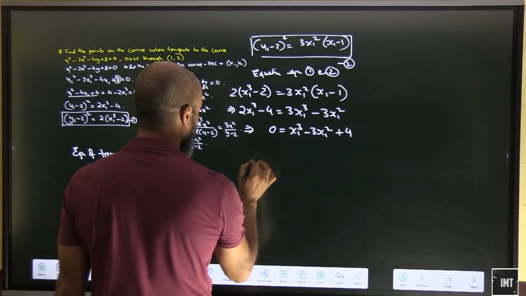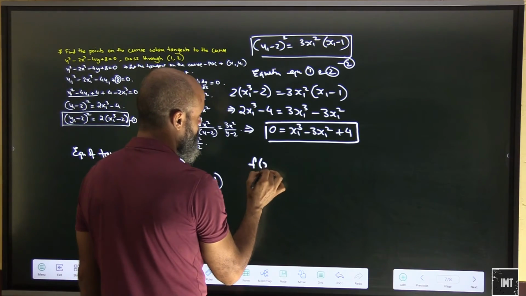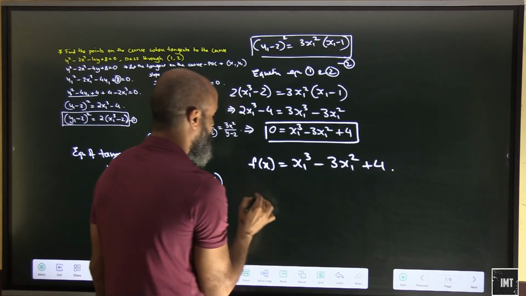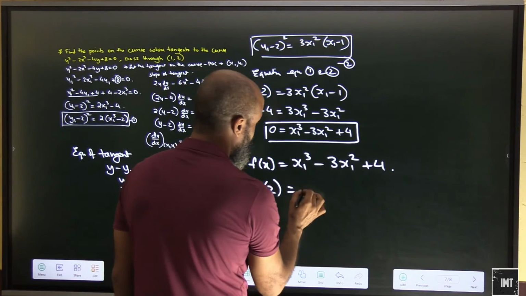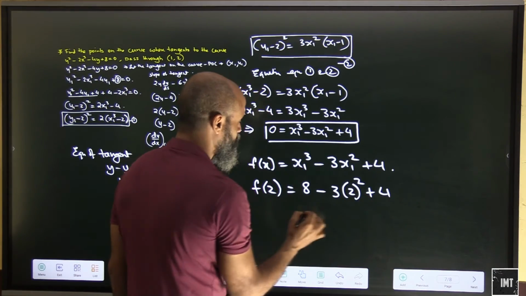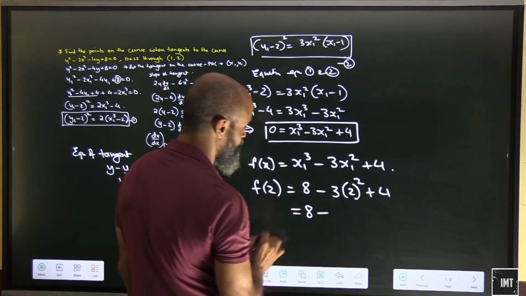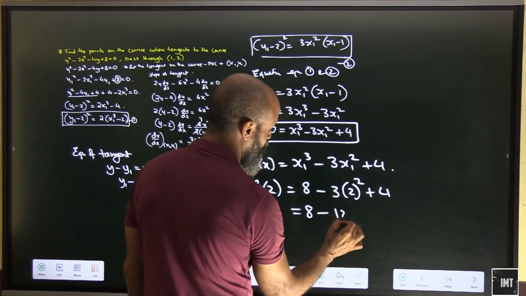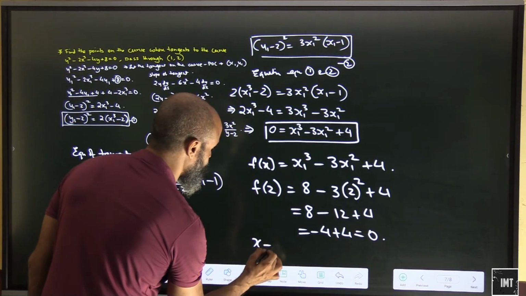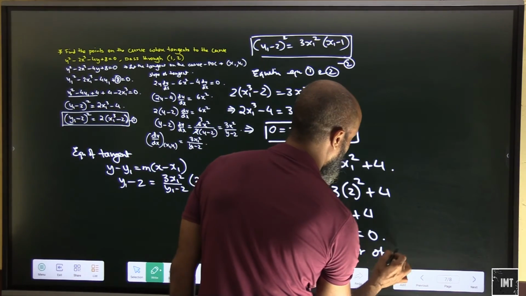This is obviously not a quadratic equation, so we have to solve it in some other way. Here let's say f(x) = x^3 - 3x^2 + 4. If I put f(2), this will be 8 - 3 into 2 squared + 4. This is the remainder theorem, factor theorem basically. So 8 - 4 threes are 12 + 4, that will be -4 + 4, that will be 0. So obviously x - 2 is a factor of f(x).